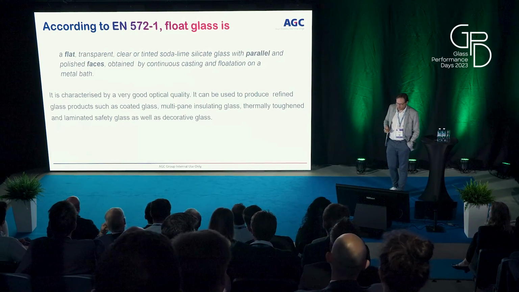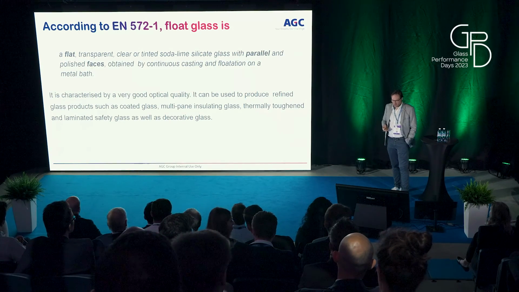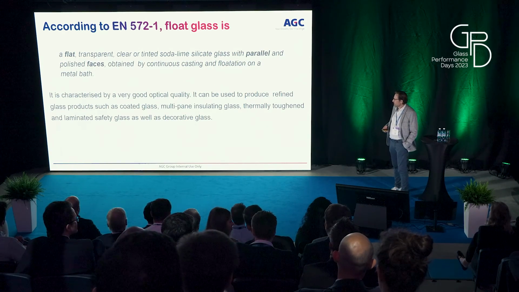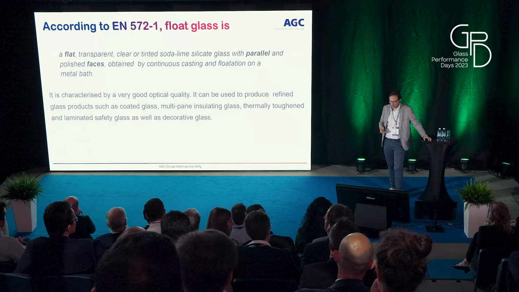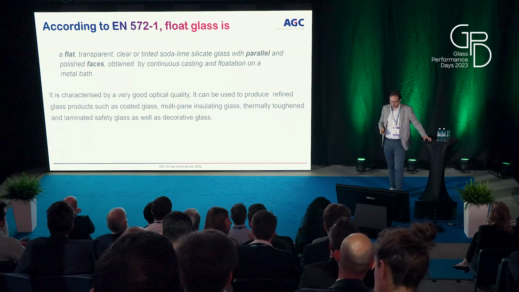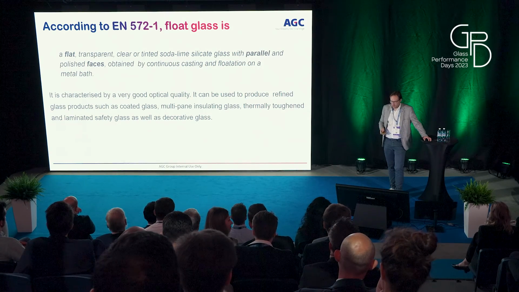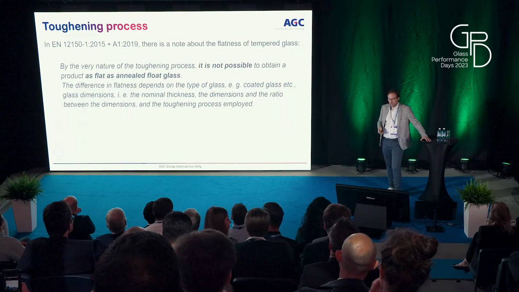And this is a typical annealed glass which we are using in architectural practices, and you can further process these products to other glass applications like insulating glass units, thermally toughened glass, which we focus on now in this presentation, and laminated safety glass.